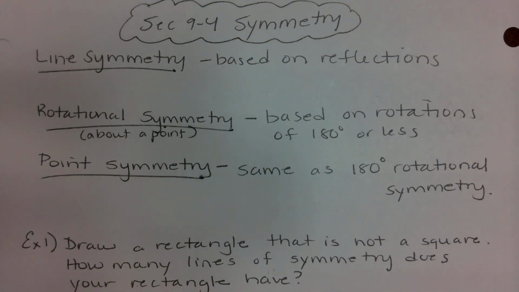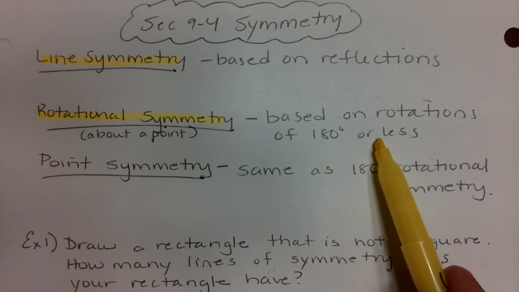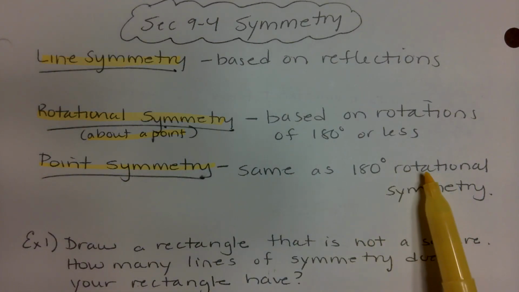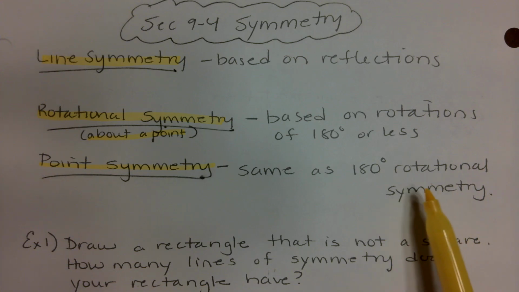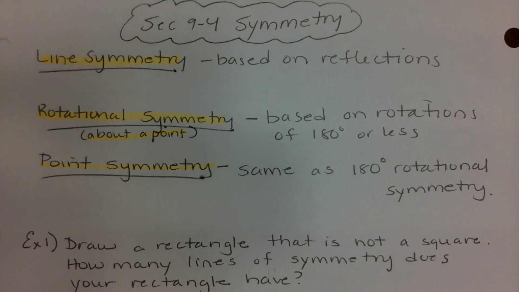So we're going to talk about a couple things. Number one, line symmetry. Line symmetry is based on reflections. Rotational symmetry is based on rotations of 180 degrees or less, and it's about a point. And point symmetry is the same as 180 degree rotational symmetry. So if you have a rotational symmetry of 180 degrees, it's also called point symmetry. So let's figure some of this out, because I know that right now that is not going to make a whole lot of sense, but some pictures might be more helpful.